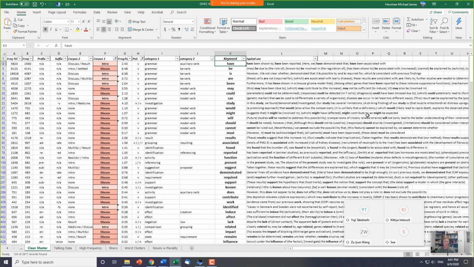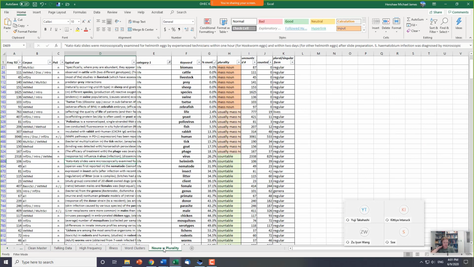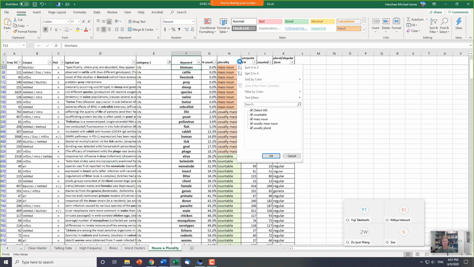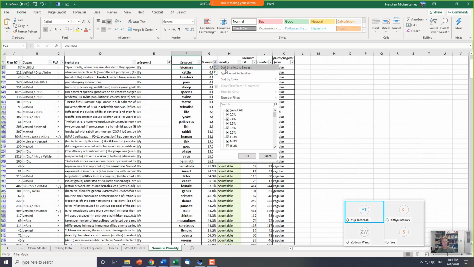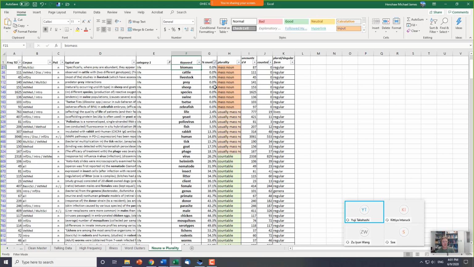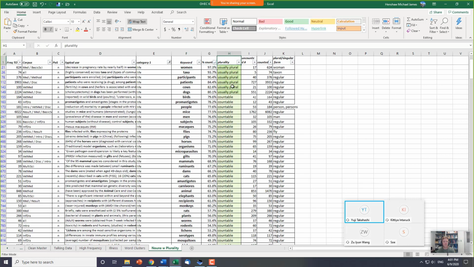Okay, we're out of time. I just want to show you one more thing on this list. If you look at this tab called Nouns with Plurality, I want you to please open this one. So mine is organized a little bit different. Yours probably looks like this. Oops. Yours probably looks like this. Oops, a little bit different.